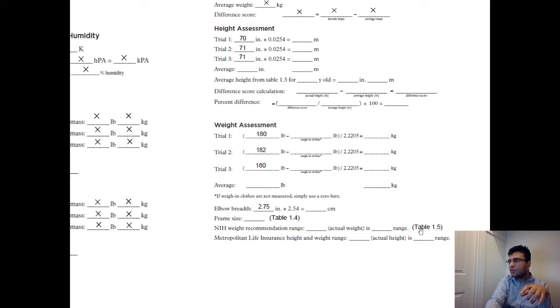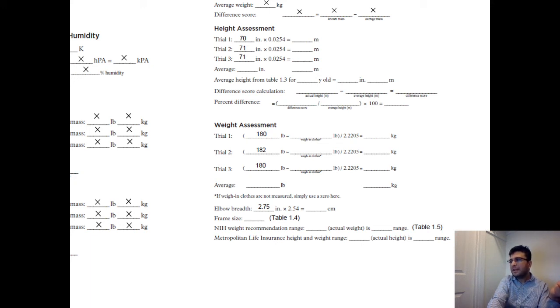Now you have to use table 1.5 with your height. Depending upon your height, you will find a weight for your age and height, and then you have to note the range. The range is written at the top of the table. Then you have something similar for the Metropolitan Life Insurance height and weight range. I have highlighted that you need to use tables 1.6 and 1.7.